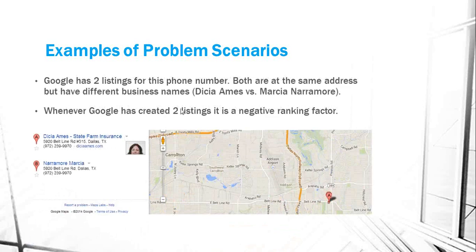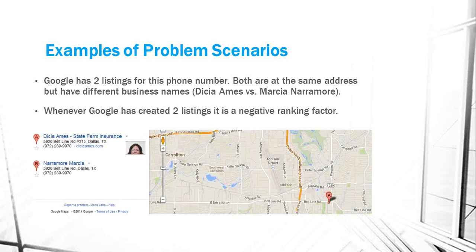And this is an example of a business that has two different business names. In this case, we've got, I'm probably going to pronounce this wrong, Decia Ames State Farm Insurance, and then you've got Naramore Marcia. I'm assuming this was probably two different agents. One used to own the book of business, and then maybe the business got a new owner, which we see, like I said, a lot in the insurance industry and the real estate industry.